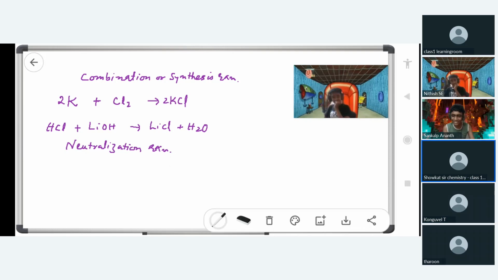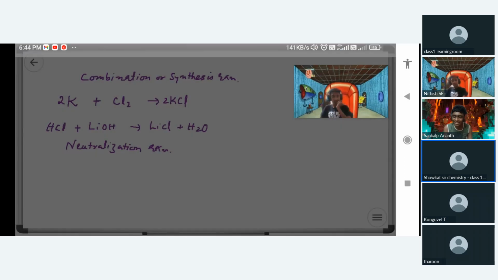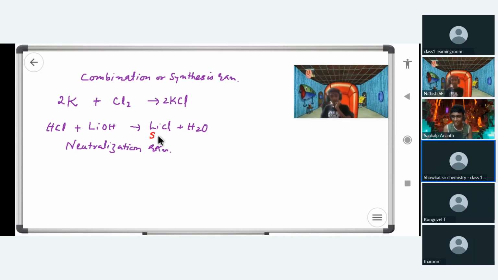See, actually, what you have to see here is that in the product we have a salt, lithium chloride, and water, and on the reactant side we have the acid, HCl, and the base. So when acid reacts with base, it is a neutralization reaction. Got it now? Yes, sir. So it's balanced as well.